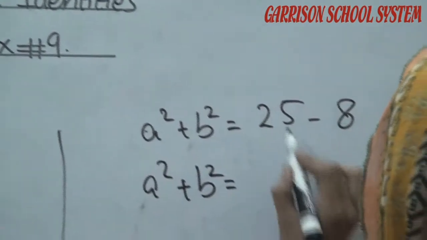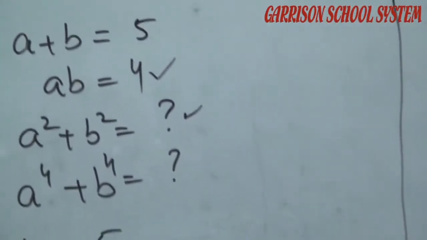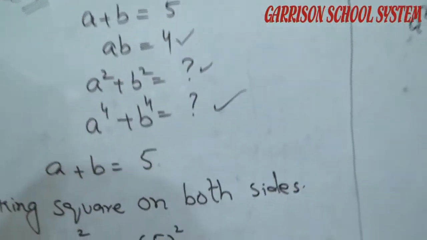a square plus b square is 25 minus 8, it will become 17. So I have found a square plus b square. Next I have to find a4 plus b4.